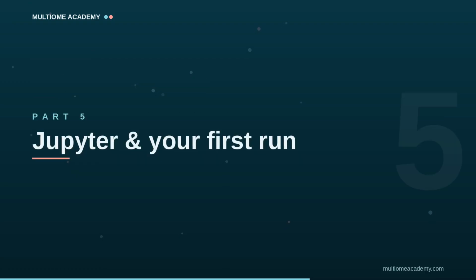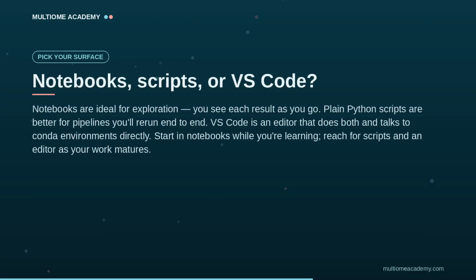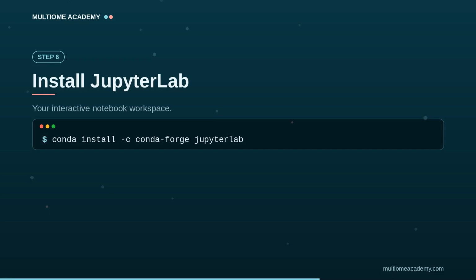Part 5, Jupyter, where you'll actually write and run your analysis, plus the one step almost everyone gets wrong. Notebooks are ideal for exploration. You see each result as you go. Plain Python scripts are better for pipelines you'll rerun end to end. VS Code is an editor that does both, and talks to conda environments directly. Start in notebooks while you're learning, and reach for scripts and an editor as your work matures. Most single-cell work happens in notebooks, where code, output, and figures live together.